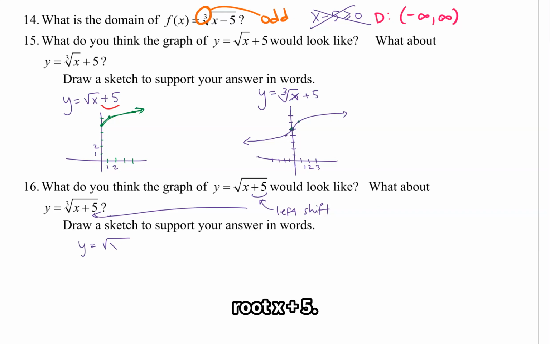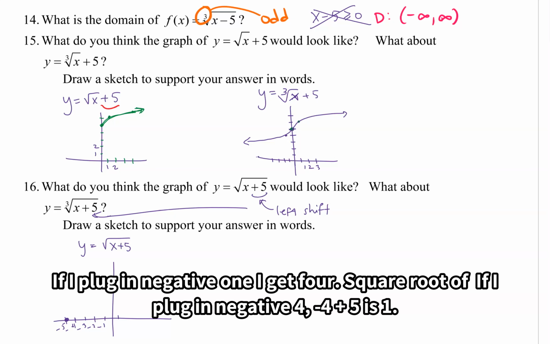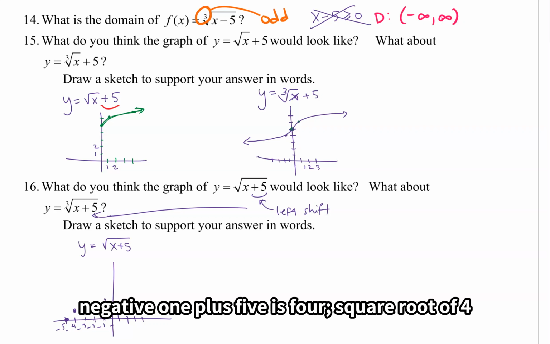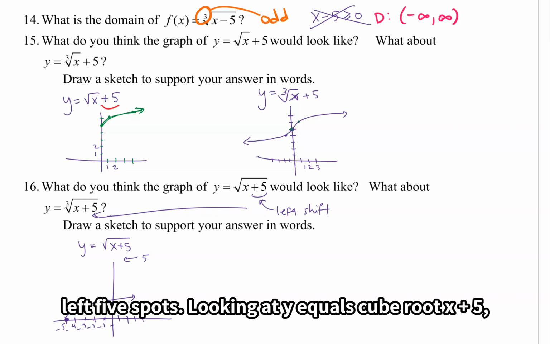Y equals square root of x plus 5. 5, 2, 3, 4, 5. And I'll have a dot there. If I plug in negative 4, plus 5 is 1. Square root of 1 is 1. If I plug in negative 1, plus 5 is 4. Square root of 4 is 2. And I get that square root graph, just shifted left 5 spots.